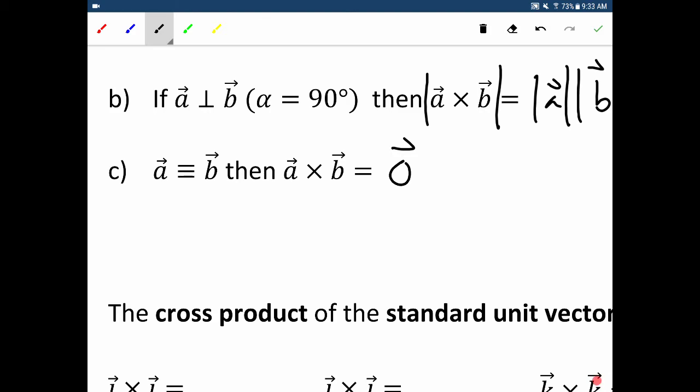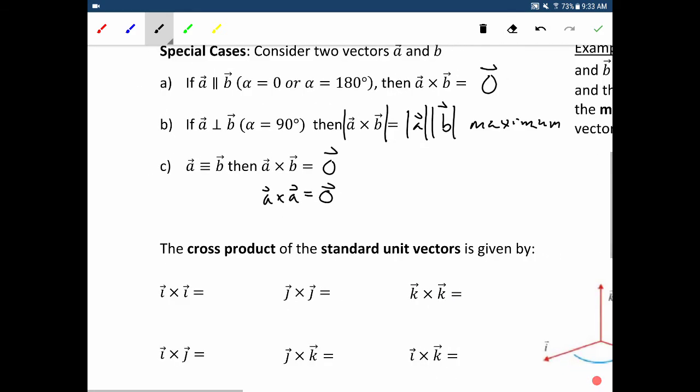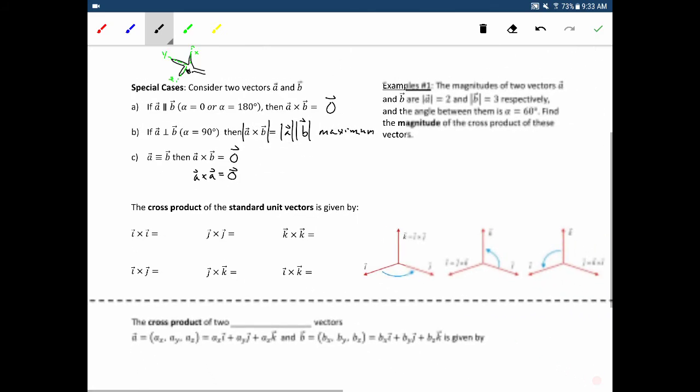And so we could also write this. This rule could be written just as A cross A is equal to the zero vector. Okay, it's the same thing, right? And again, that follows this special case. It's the same idea, right?